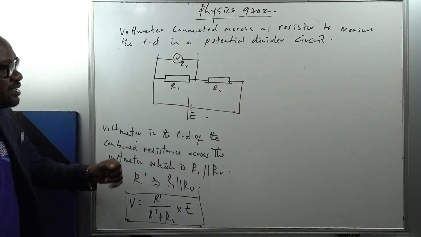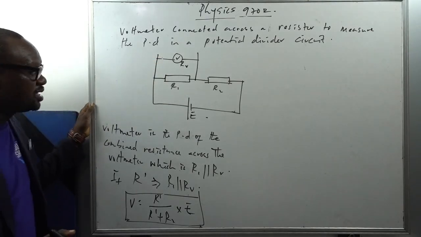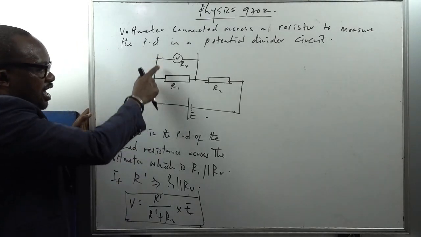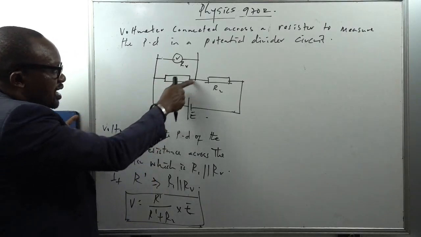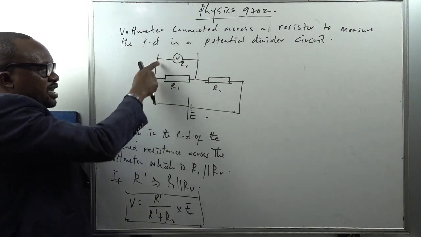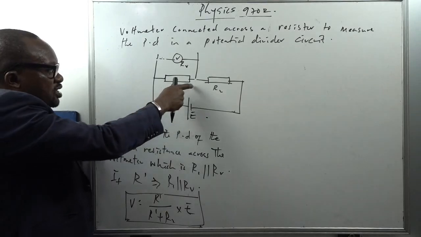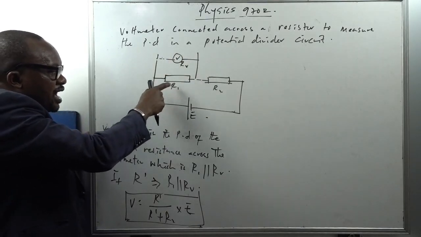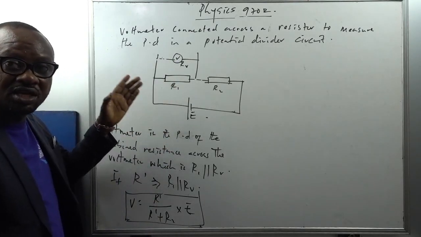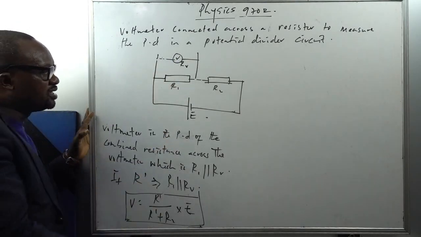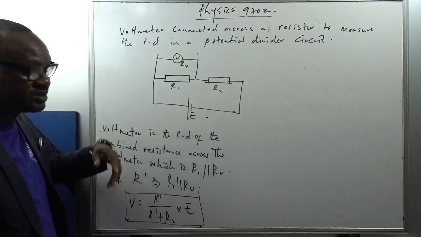Because in this case, we have now said that the combined resistance across the voltmeter is R prime, which is the combined resistance of these two resistors in parallel. So R prime is representing everything here, which is basically R1 in parallel to RV. I can then use the potential division equation, so the voltmeter reading will be R prime over R prime plus R2 times E.